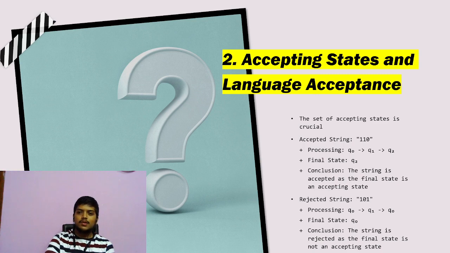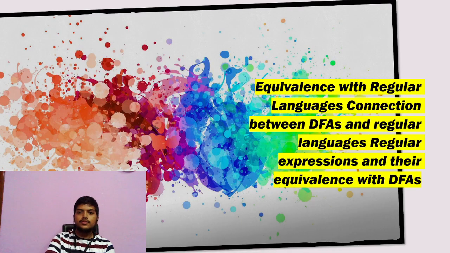Accepting example: for 1101, processing goes from Q0, Q1, Q2. The final state is Q2. Conclusion: the string is accepted as the final state is an accepting state. Rejecting example: for 101, processing goes Q0, Q1, Q0. The final state equals Q0. Conclusion: the string is rejected as the final state is not an accepting state.